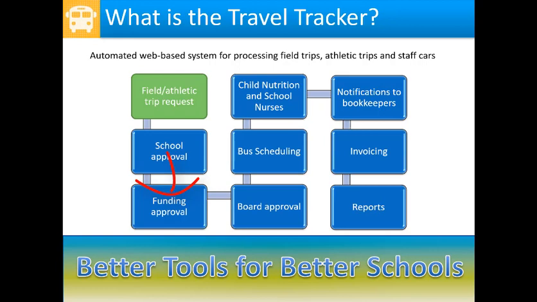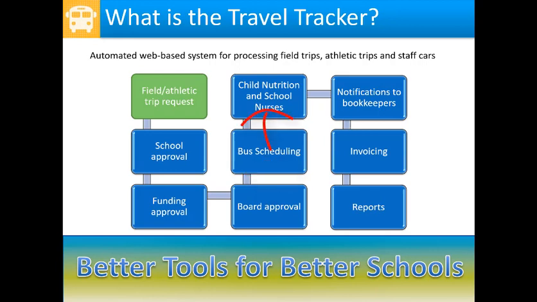There can be up to 10 levels of approval, including board approval for overnight or out-of-state trips, and unlimited funding approvers. Once the request is fully approved, the vehicle and driver can be assigned by transportation or a vehicle owner at a bus location.